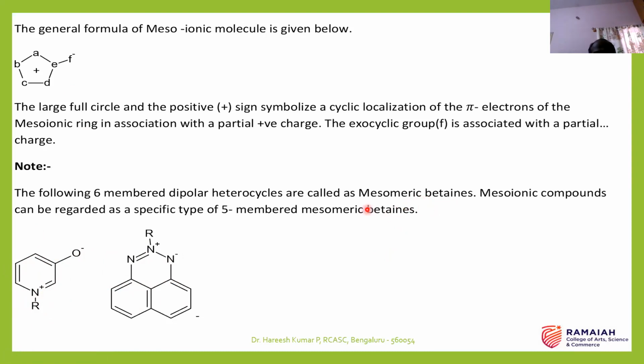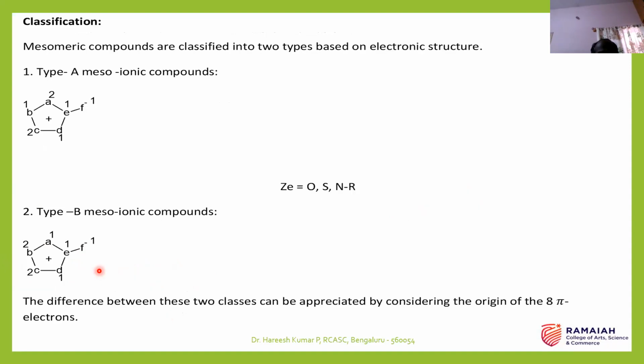So the 6-membered ring ones are called mesomeric, otherwise meso-ionic. They are called meso-ionic betaines, not meso-ionic heterocycles. That's what you need to remember: these two 6-membered ones are called betaines, not the meso-ionic ones. So with this, I will go to the next slide.